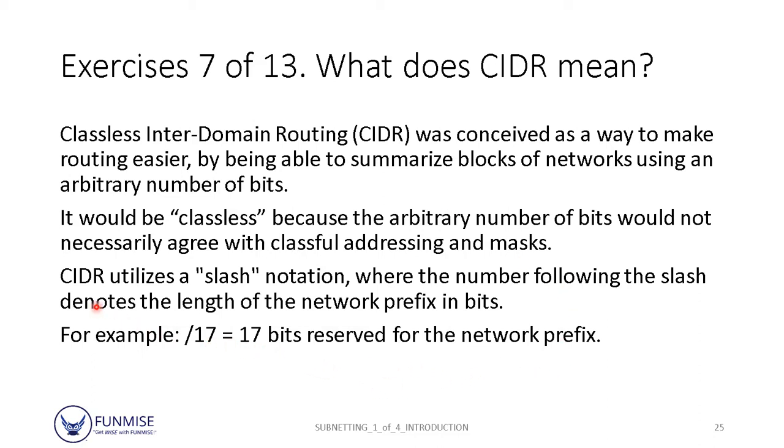So the CIDR does utilize the slash notation, like so, a slash and then a number, and this number refers to the number of bits reserved for the network prefix. And that's what you saw in that chart table shown before.